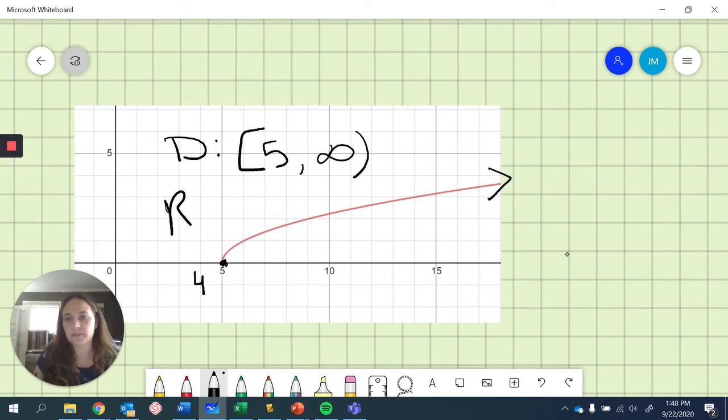And our range is the y values. Notice we're never in the negative. So our y values are from where y is 0, so this is where y equals 0. And it's going to be all the way to infinity because the square root is going to keep going to all the y values. It's just very, very slowly.